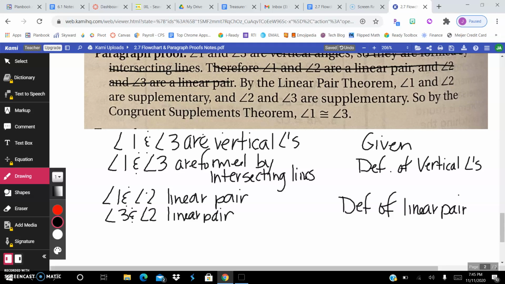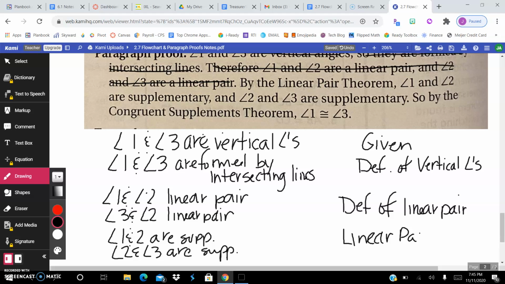And then by the linear pair theorem, angles 1 and 2 are supplementary. So we can say angles 1 and 2 are supplementary. And angles 2 and 3 are also supplementary. So angle 2 and angle 3 are supplementary as well. And it tells us right in there by the linear pair theorem. So then all of that's taken care of.